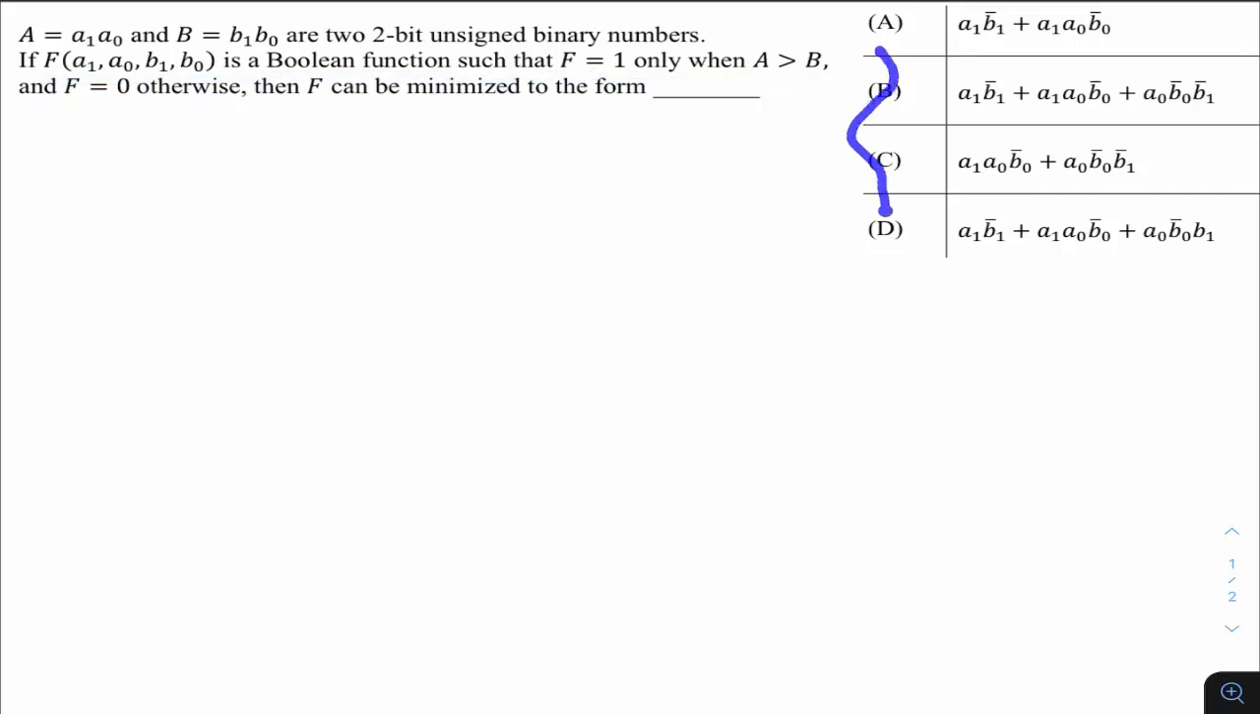Okay, so these are the 4 options we have. One way is to draw the truth table first, and from there you get the min terms and simplify by K-map or Boolean algebra. Otherwise, if I draw a K-map, from there itself the comparison will be very, very straightforward. You don't have to think anything.